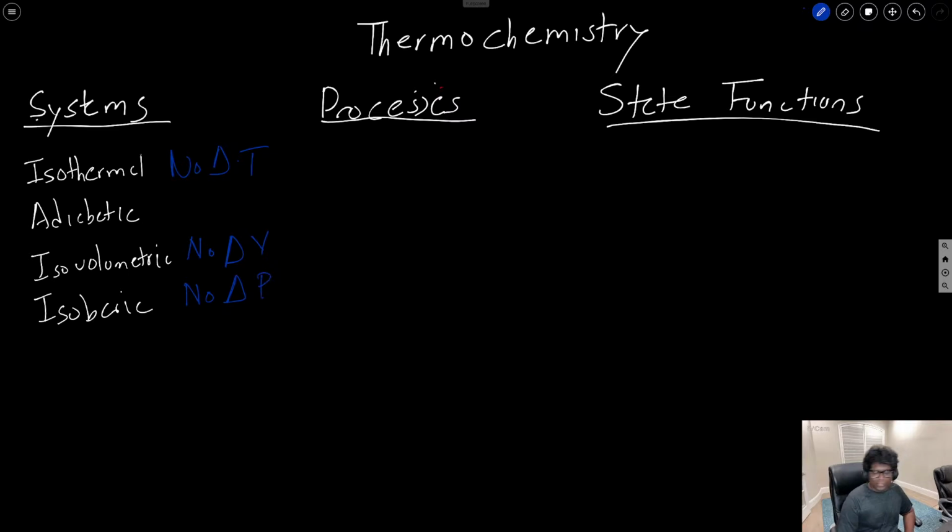Now let's go on to adiabatic. What do you guys think that is? Right, no heat exchange. So no delta H, I guess? No change in heat, or no heat exchange. I'm just going to write it like that. I don't want to confuse you guys.